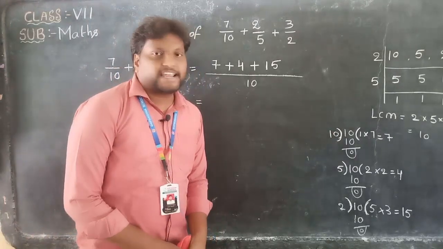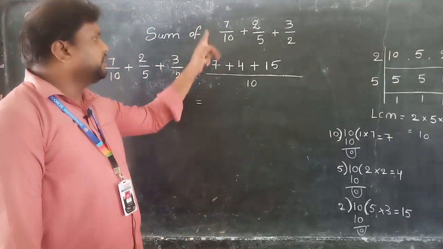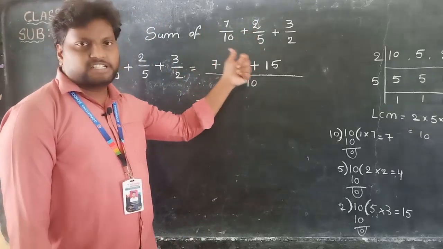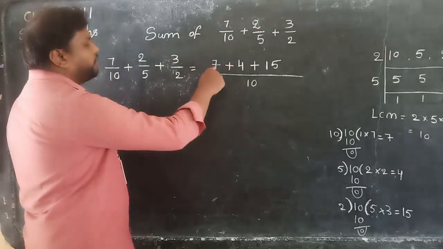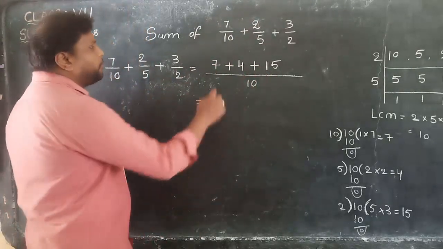The LCM value is 10. LCM value is 10 means this is the common denominator. Now take all the numerators. Here some numerators are changed. Again, what is the operation? 7 plus 4 plus 15. What is the operation? Addition operation.